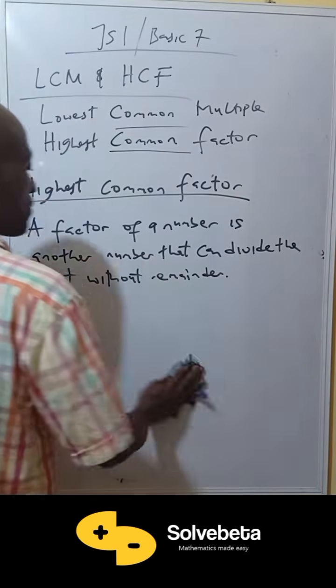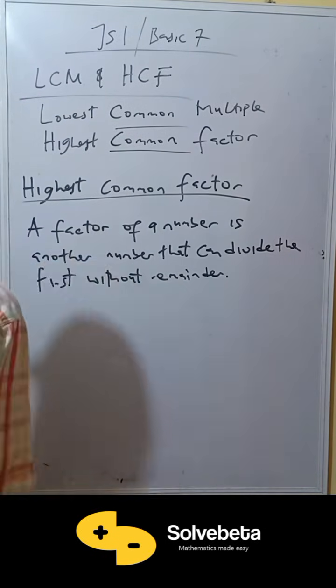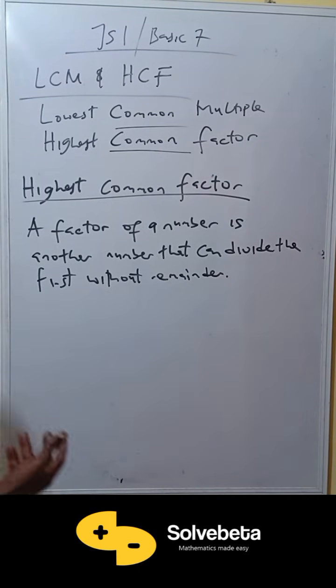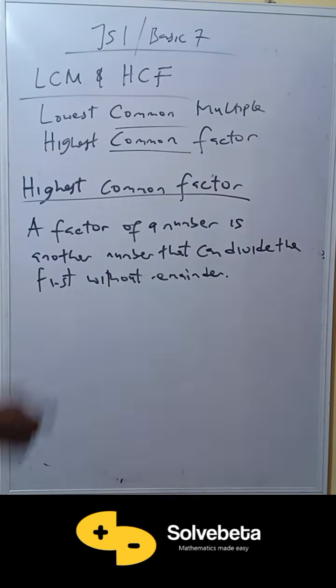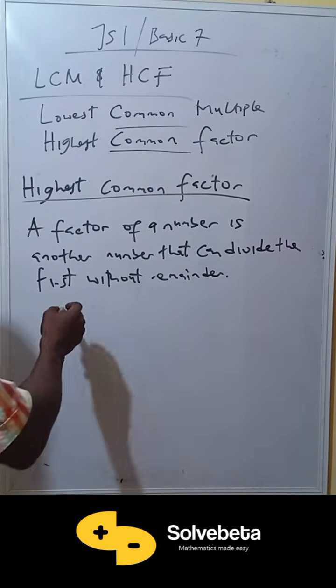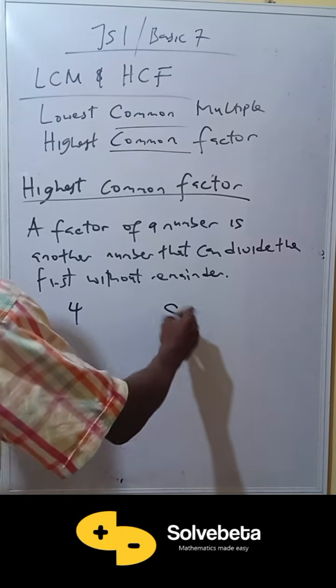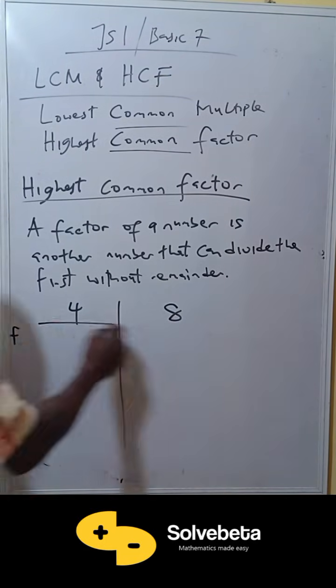So from this, we then go to common factor. Common factor, just like common multiple. A common factor is a factor that is common to 2 or more numbers, or it's a factor that can divide 2 or more numbers. Let's say we have 4 and 8. Then put them side by side again. What are the factors of 4 and 8?